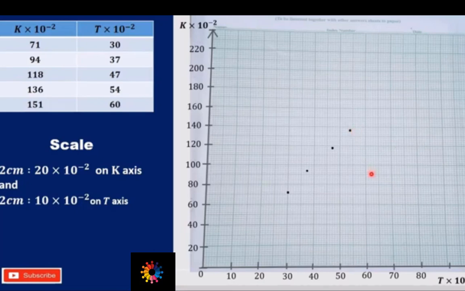And the last value will be 60. Our t is 60, then it's going to fall on the 151. That is in between 140 and 160. So we count. Now we've achieved our dotted lines and our values. Then we draw a straight line by using our ruler. By drawing our line, let's look at the next question we have.